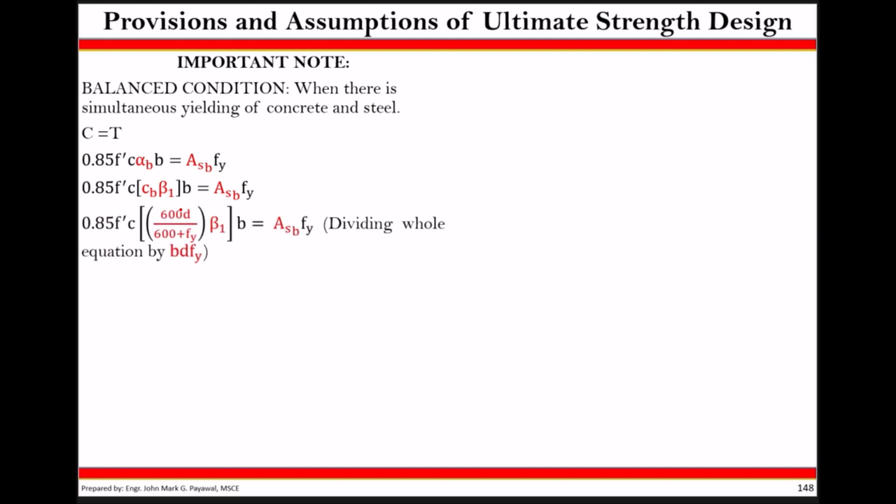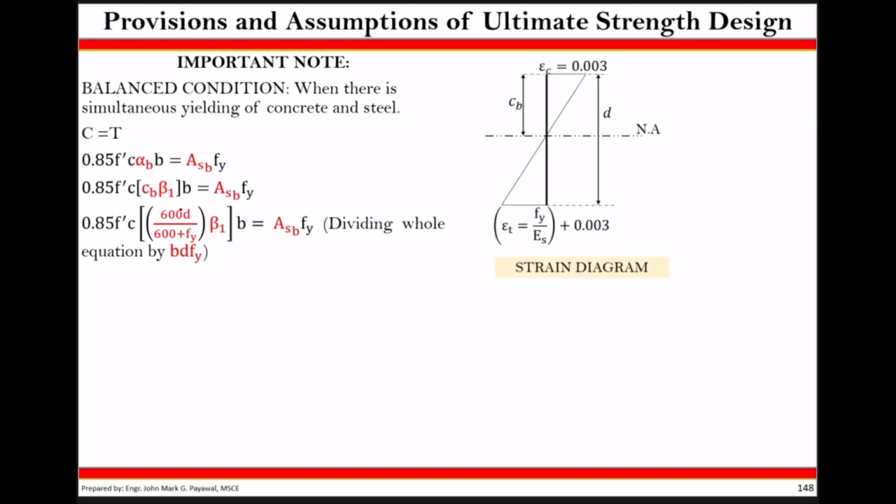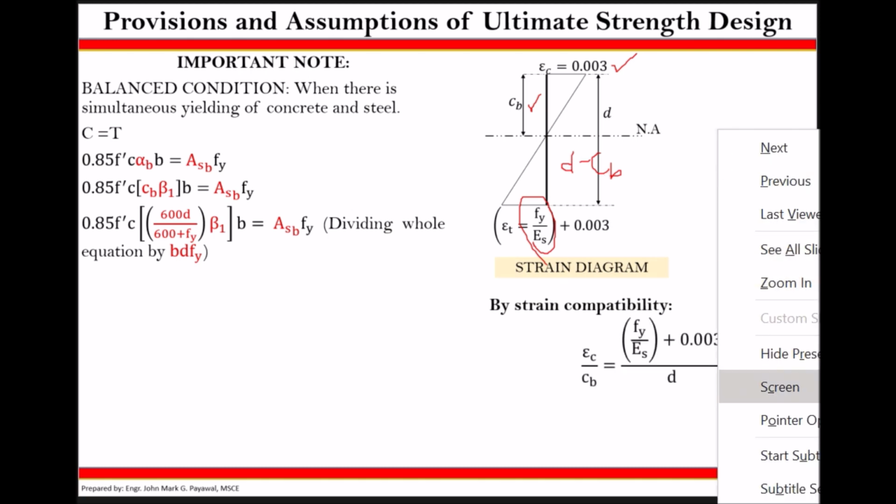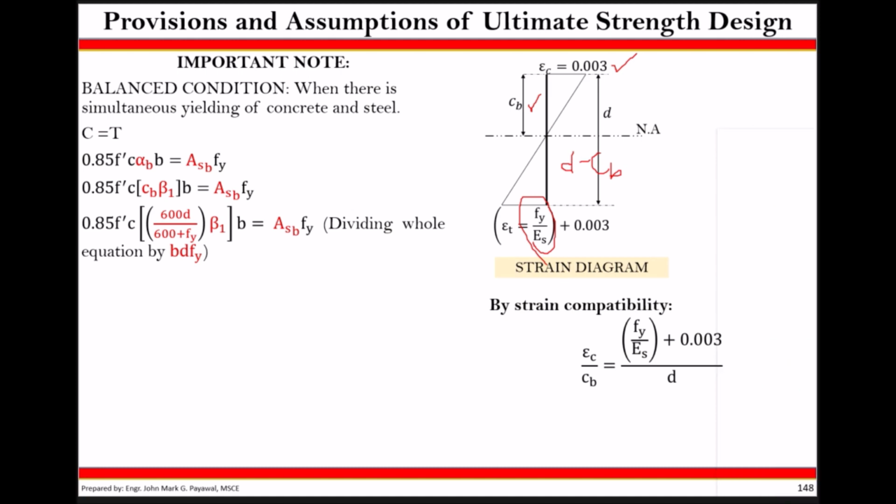Dito, bakit naging yung c balanced ko equal to 600d over 600 plus fy? Punta tayo dun sa strain diagram. Di ba sabi nga sa strain diagram, εy is fy over Es. Tapos, concrete crushes at 0.003. This would be your c balanced. Therefore, this is d minus c balanced. What would be your strain compatibility? The strain compatibility is the ratio in proportion of these triangles. I'll show you. Etong isang to, yung maliit, tapos yung malaki.